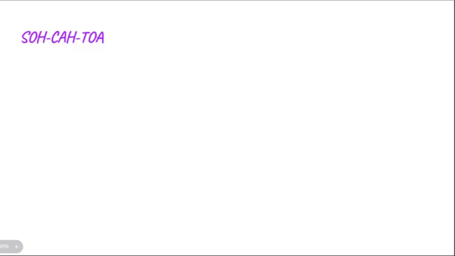Where SOHCAHTOA comes in is, what if I don't have two sides? What if I just have one side and I have an angle? Say I had this angle and this side. Okay. They're variables now, but what if they were not variables? What if they were actual lengths? Can I find everything else in the triangle? The answer is yes. This is where trigonometry comes into play.